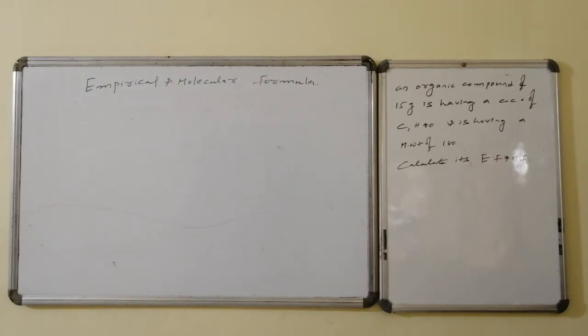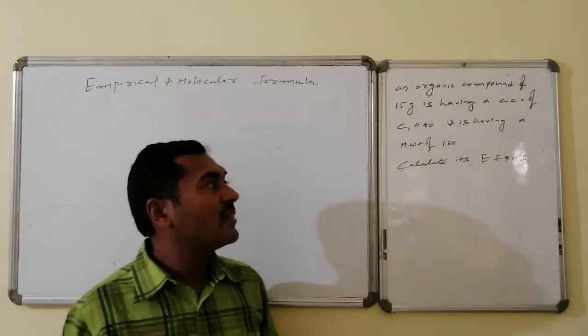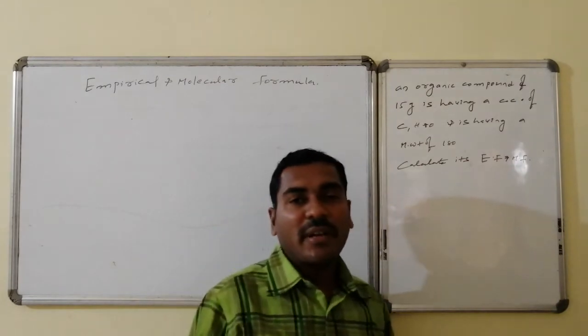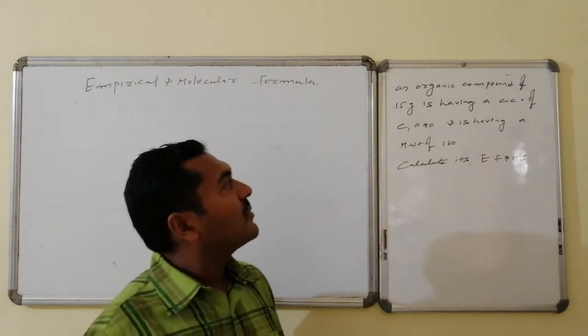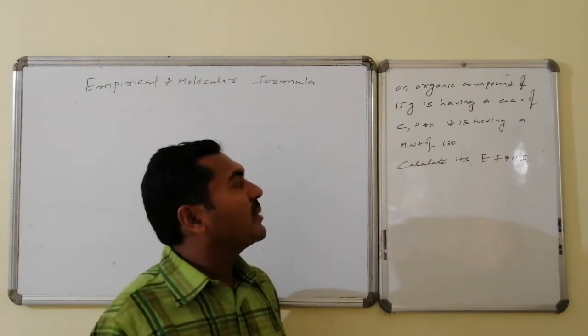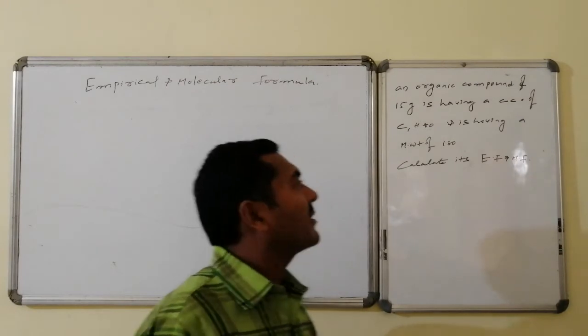Another question: an organic compound of a total weight of 15 grams is having a chemical combination of carbon, hydrogen and oxygen, and the molecular weight of the compound is found to be 180. Then you are asked to calculate the empirical formula and the molecular formula.